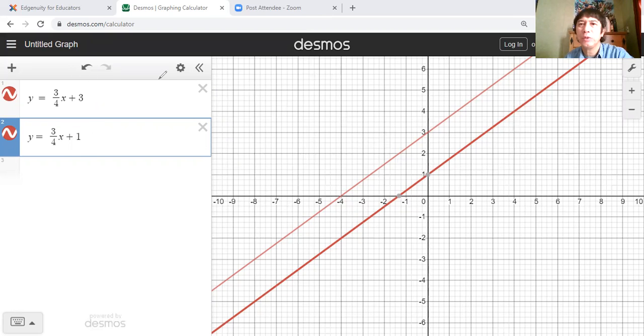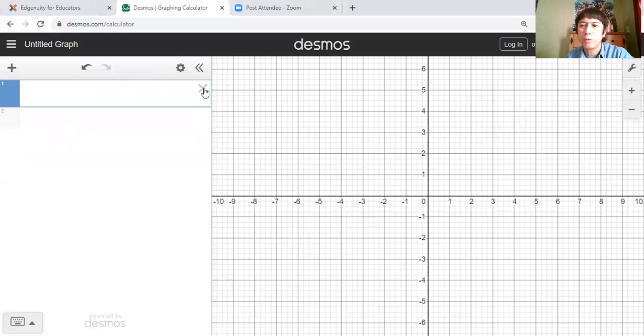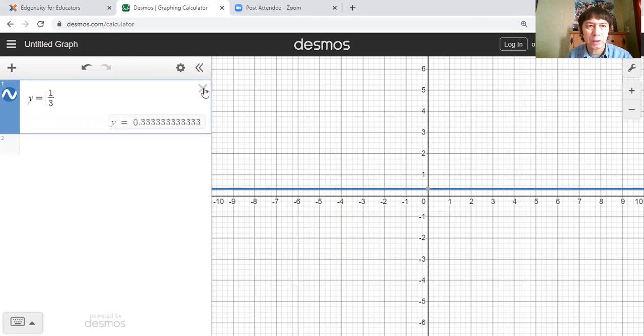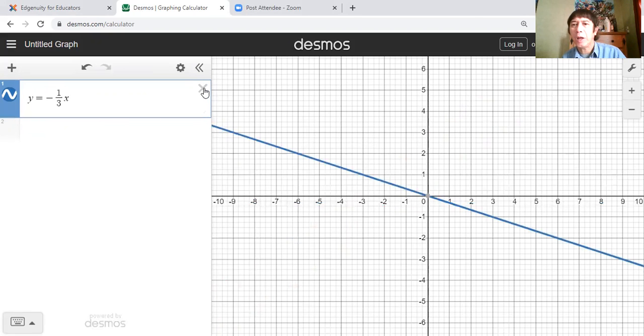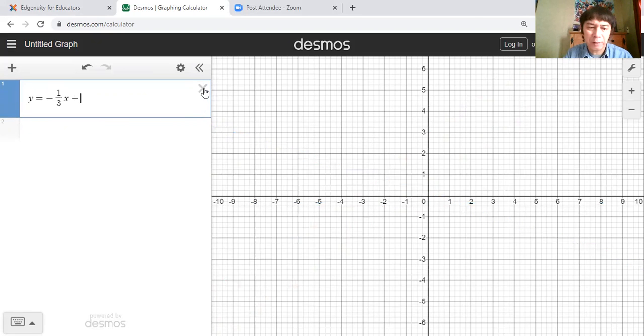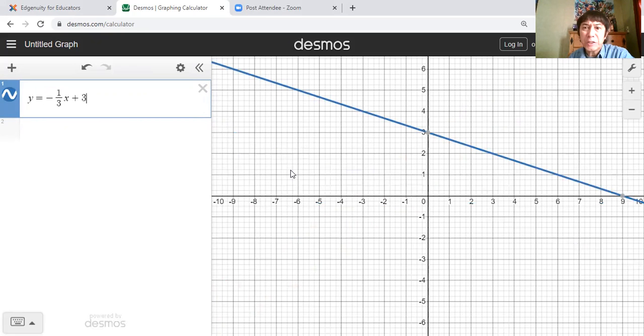Okay, let us begin with another equation. Say, for example, y is equal to 1/3, and we're going to make it negative. And then I will make it pass through the positive 3. There. Okay, you can see this line. It's different from our previous examples. This one slopes downward to the right. And we shall locate 2 points which will show the negative slope.